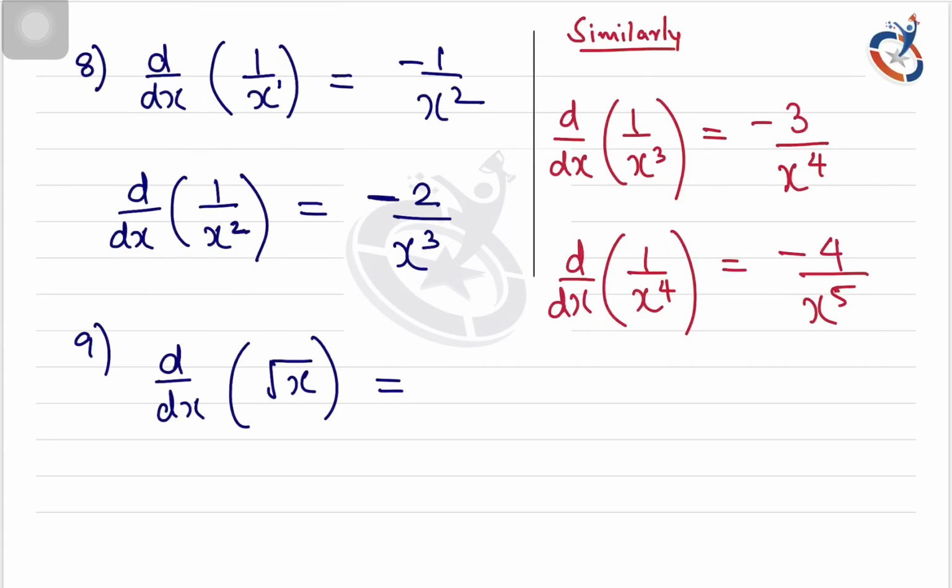The next formula is the derivative of root x. This is very important. This also comes from the first formula. Root x is actually x raised to half, right? So when you use the first formula, this becomes half into x raised to half minus 1.